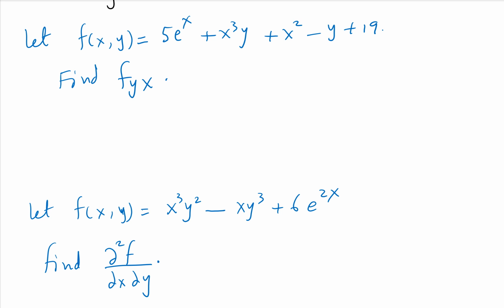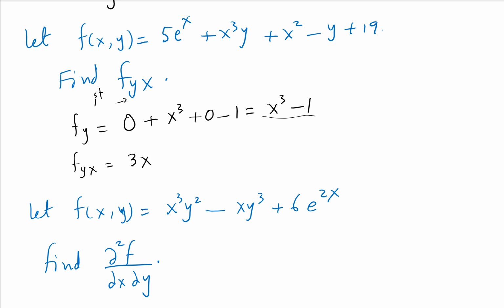Two examples. For this one, f_yx, remember you do this one first. So you find f_y, the first one is 0 plus x cubed plus 0 minus 1, so it's simply x cubed minus 1. Now we take f_yx, we find the derivative of this with respect to x, which is 3x squared.